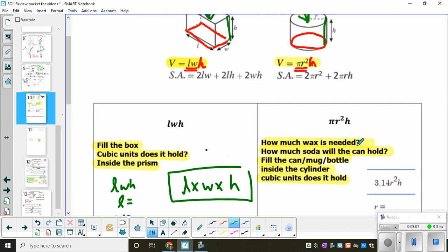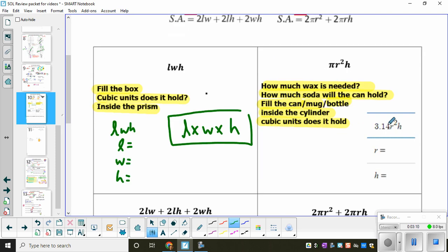Now, if it is a cylinder question though, when we put it into Desmos, remember you want to use 3.14 as pi. Then you've got the r squared and then h, and then you would just need to tell Desmos what the radius of the shape is and then what the height of that shape is.